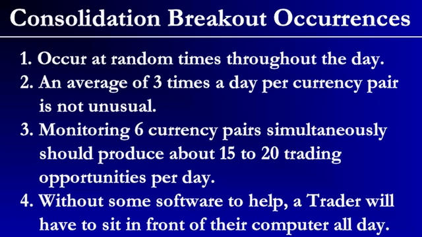So how often do consolidation breakouts occur? Well, they can occur at any time, random times throughout the day or evening trading hours. And it often is the case where the average number of consolidations in the day is about 3 per currency pair. That certainly would not be unusual. It could be less, it could be more.